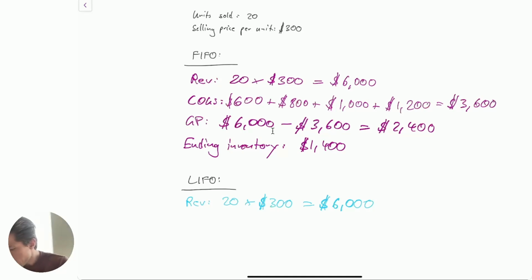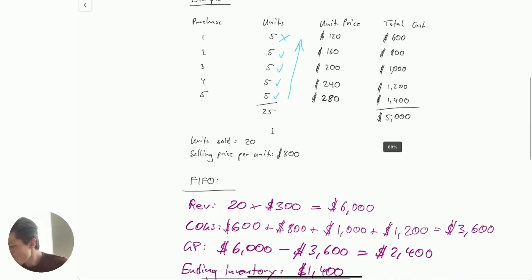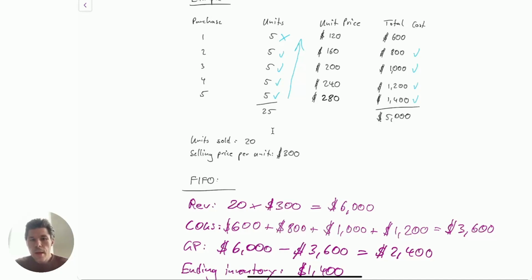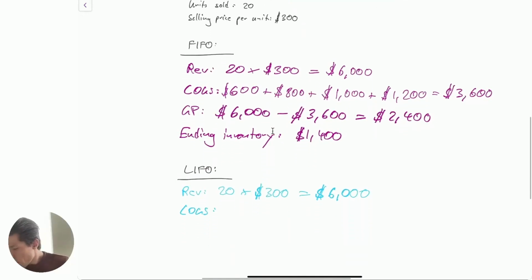Then when we look at cost of goods sold or cost of sales, again we need 20 units, but the item that we bought last, we sell first. So we need 20 units, so we are selling this unit, this unit, this unit, this unit, and not this one. So we go the other way around. So our cost is then 1,400 plus 1,200 plus 1,000 plus 800. And if we add this up under last in, first out, you do the same.